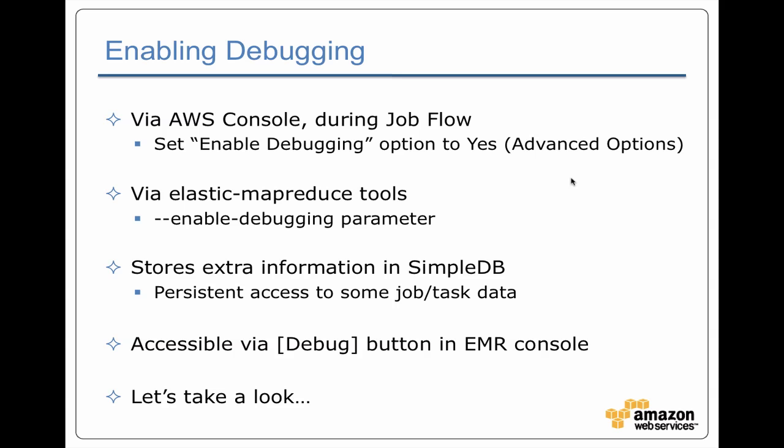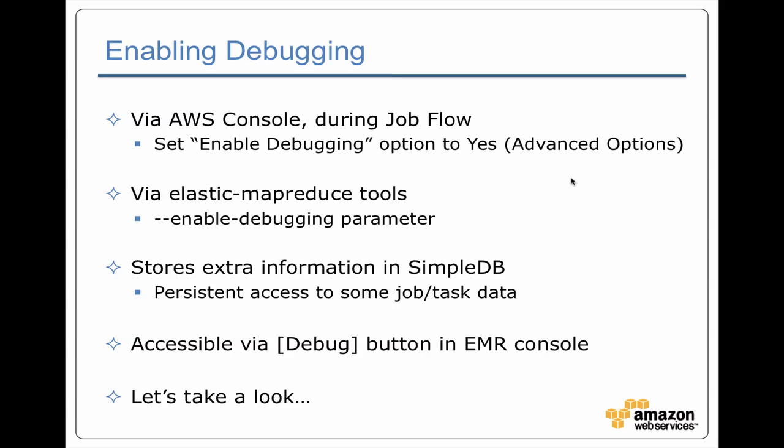Elastic MapReduce has some additional debugging support that you can enable from the AWS Management Console. So when you're defining a job flow, there's an enable debugging option that you can set to yes in the advanced options panel. And also when you're using the Elastic MapReduce tools, there's the --enable-debugging parameter, which I used when I was setting up the job flow that we were just trying out.